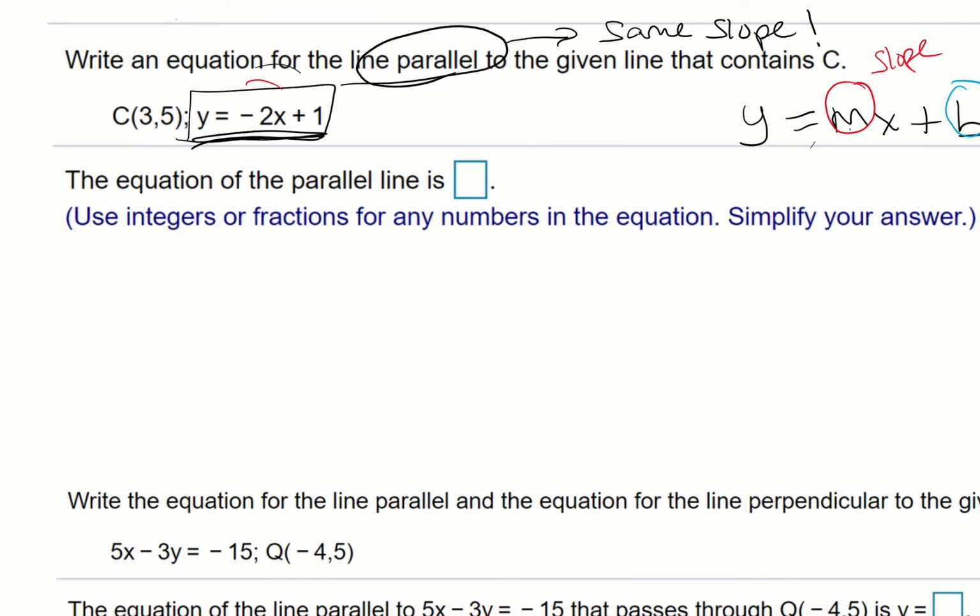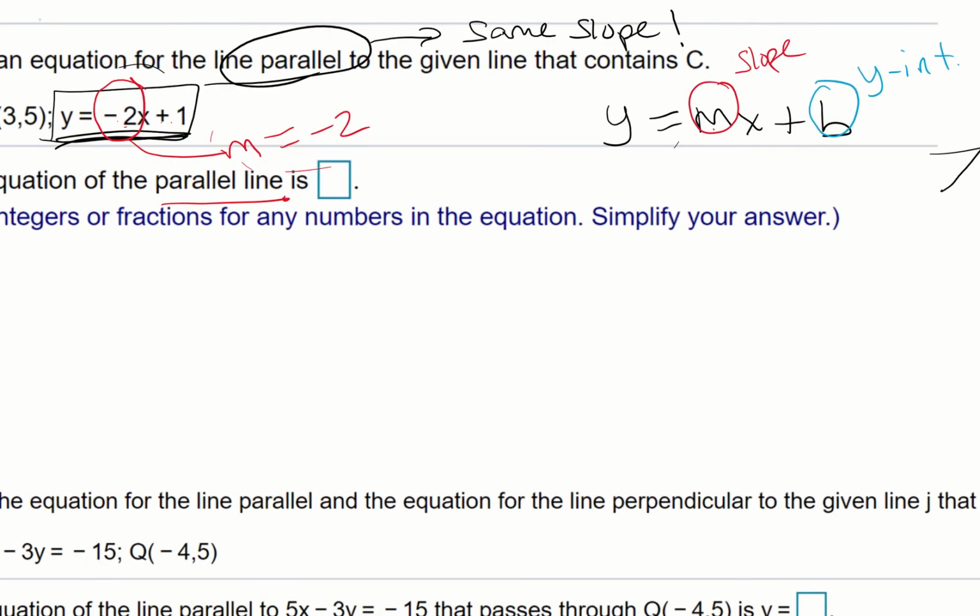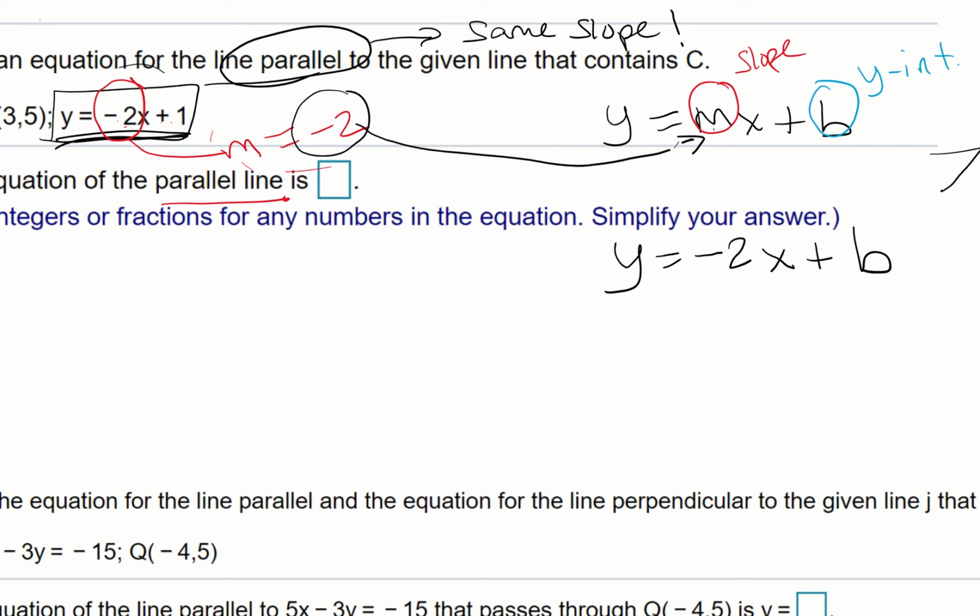We have this in slope-intercept form. So clearly, this is my m. M is equal to -2 because it's right in front of x, right? So mx plus b. So m is -2. Now, because the slope here is -2, that means the slope of the parallel line is also going to be -2, right? So we're going to use that slope. y equals -2x plus b. So that's our equation so far. We got to figure out what b is.